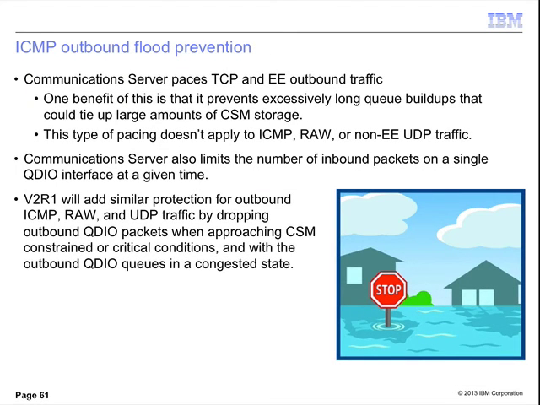There's one here about ICMP outbound flood prevention, which is basically an internal protection mechanism to make sure we don't let CSM queues get really long for unpaced traffic. Things like TCP traffic and EE traffic are all paced by the TCP and RTP layers of our product. But there are things like ICMP and RAW and non-EE versions of UDP that don't have those same pacing mechanisms. So there's a potential, and we really haven't seen much of this in the field, but we know there's a potential for long queues to build up. And this is just some additional protection that we've put in place for that.